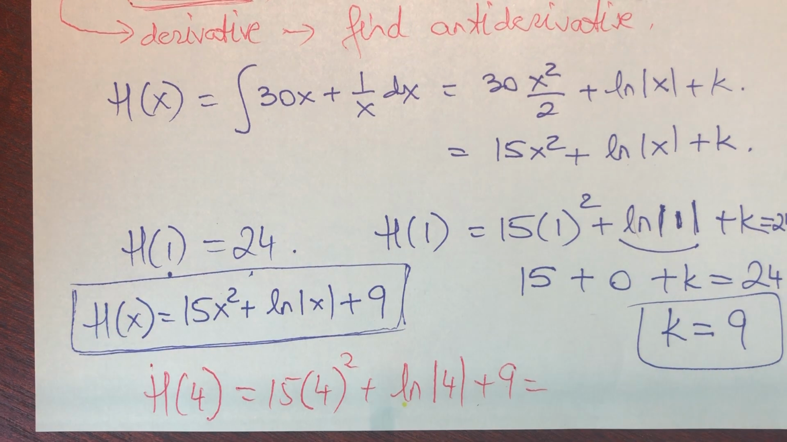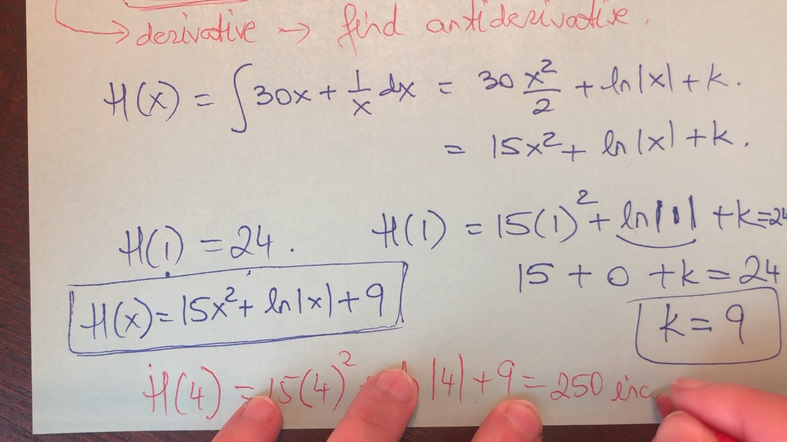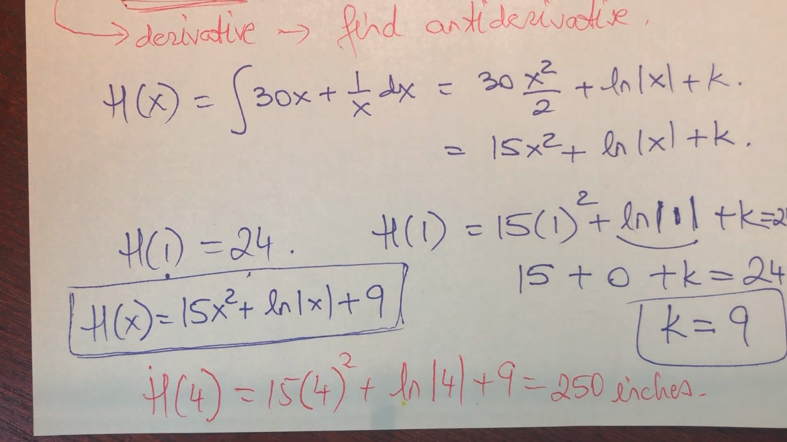So, let's see, I'll put this really quick in my calculator. 15 times 16 plus 9 plus an ln of 4. This might be a funny number. 250 inches, which divided by 12 makes this kid 20 feet. So that makes no sense. I better mess with these numbers and make it a little bit more believable for the height of a child. It won't be 20 feet by the age of 4. All right, but we're done.